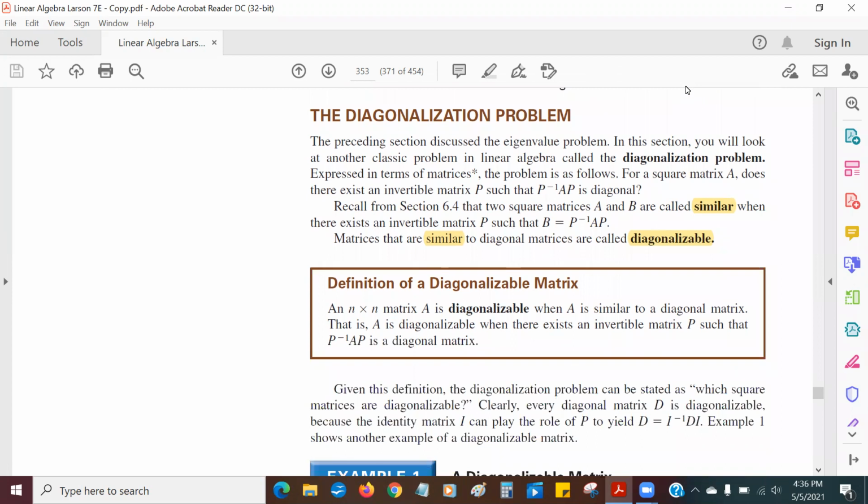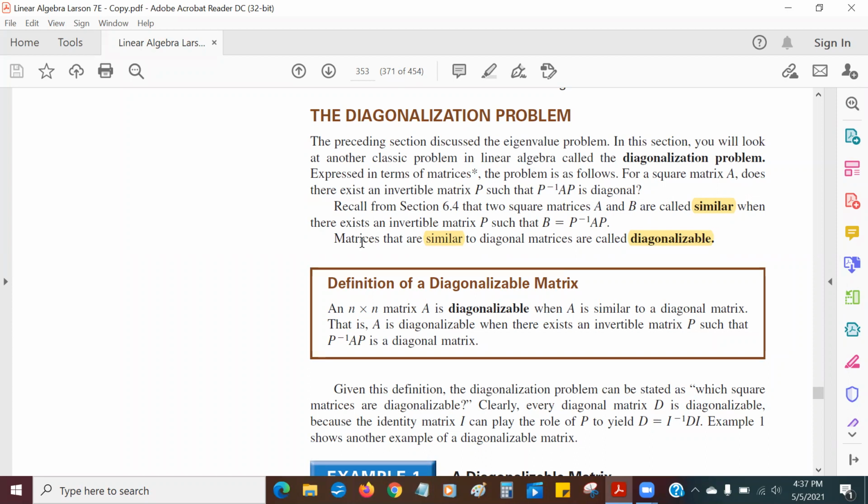So, first, we learned about similar matrices, and we learned that two matrices are called similar if you can find an invertible matrix P such that B is equal to P inverse times A times P. So, if this happens, then A and B are called similar matrices. So we did this back in chapter 6. I'm sure this brings back pleasant nightmares for all of you.